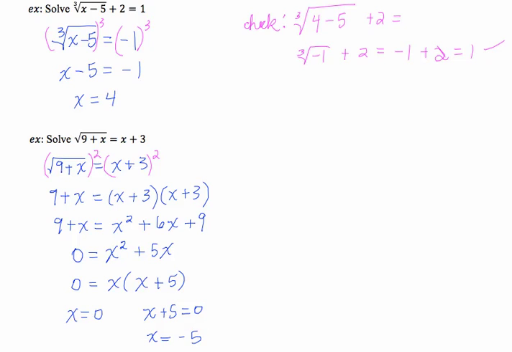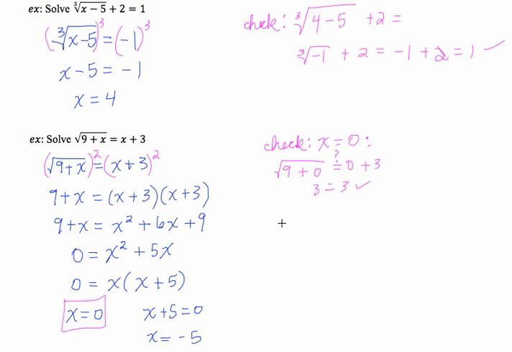Before I circle my answers, I'm going to check. First, I'm going to check x equals 0, and it's a good idea to label which one you're checking if it's not necessarily clear by the way your work is organized. So I'm going to first check x equals 0. So square root of 9 plus 0. Does that equal 0 plus 3? See, square root of 9 is 3, so yes, that one works. So that is a solution.